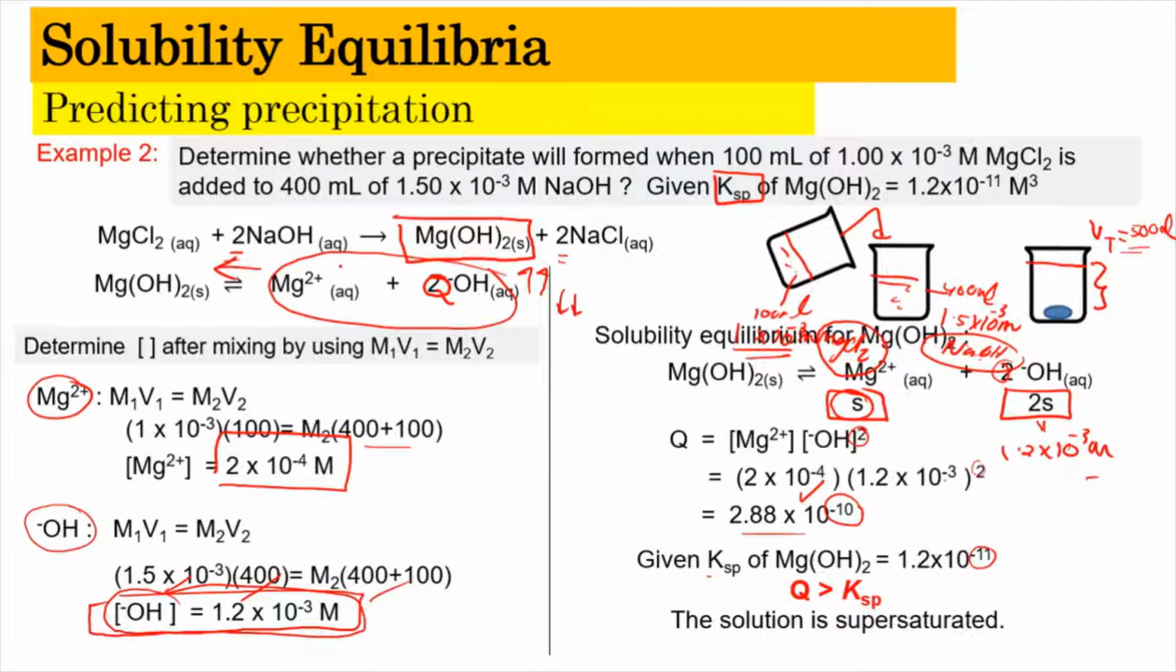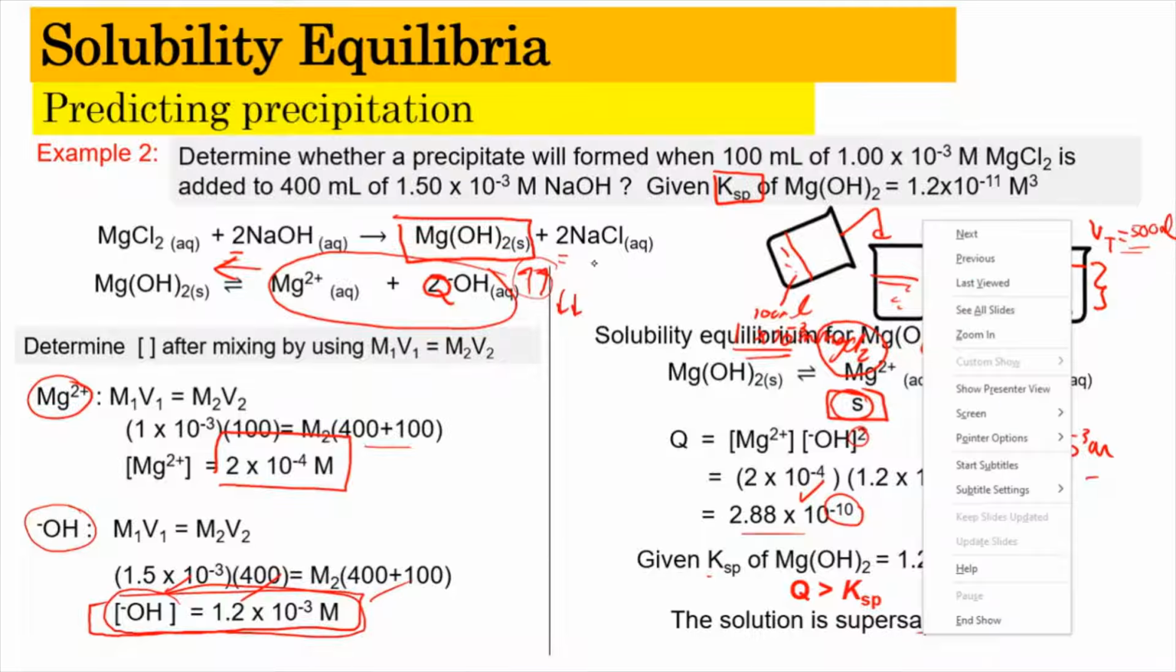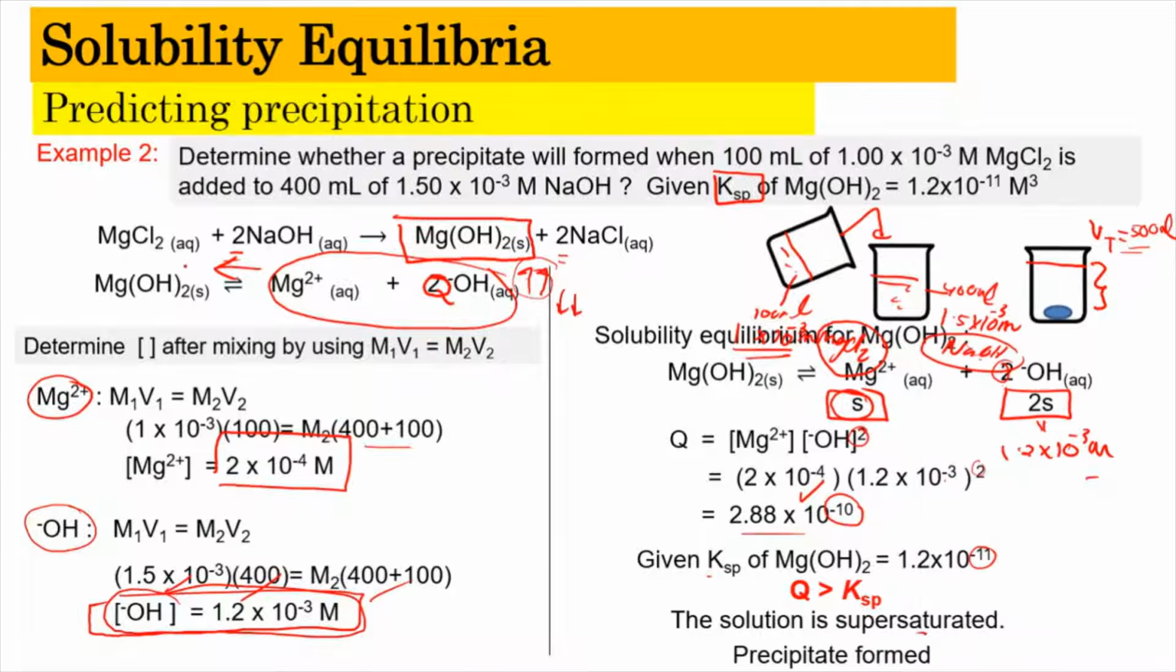And because the concentration here is very high at the initial stage, we can say that the solution is supersaturated. And in order to reduce it, we need to shift it to the left so that the precipitate of the MgOH2 can be formed.